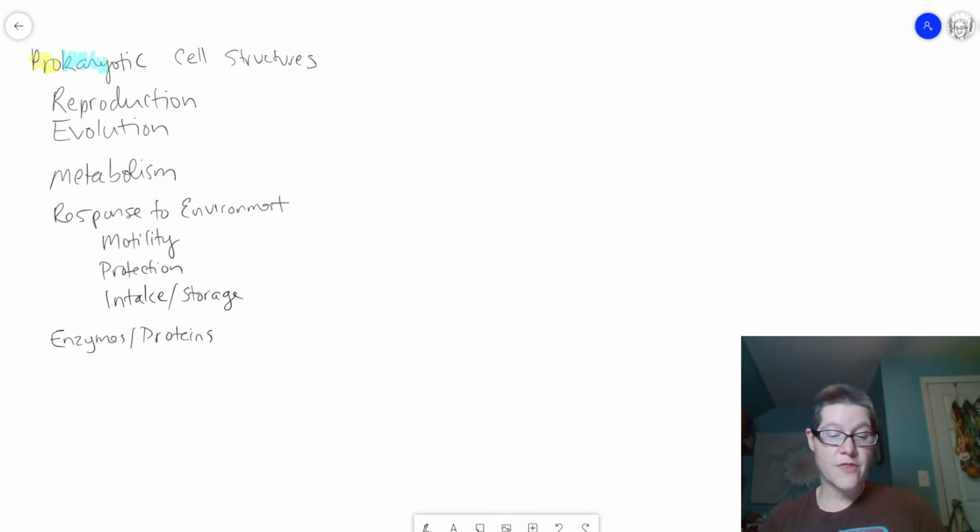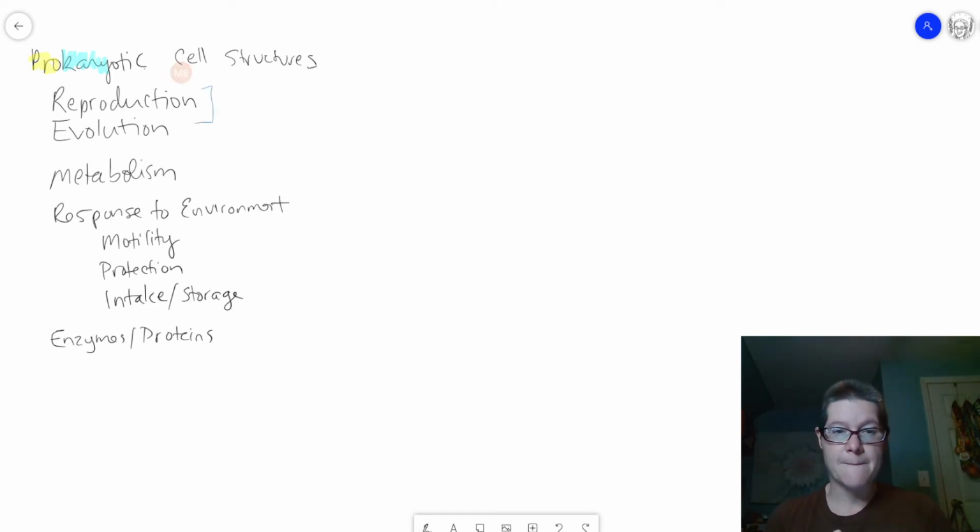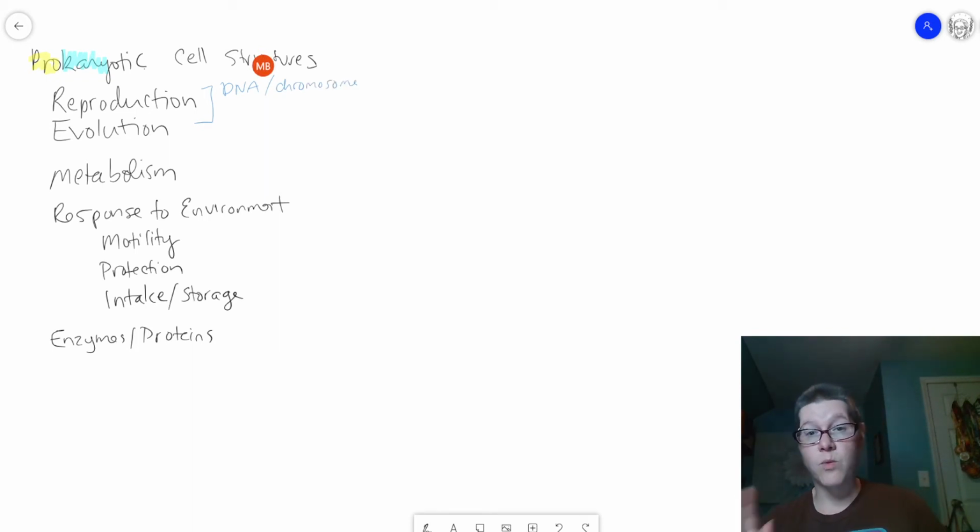So starting with reproduction and evolution. Reproduction and evolution work pretty well together because they both require a lot of the same components. I'm going to essentially cluster them for this portion. First of all, prokaryotes still need DNA, and they indeed still organize that DNA into a chromosome.